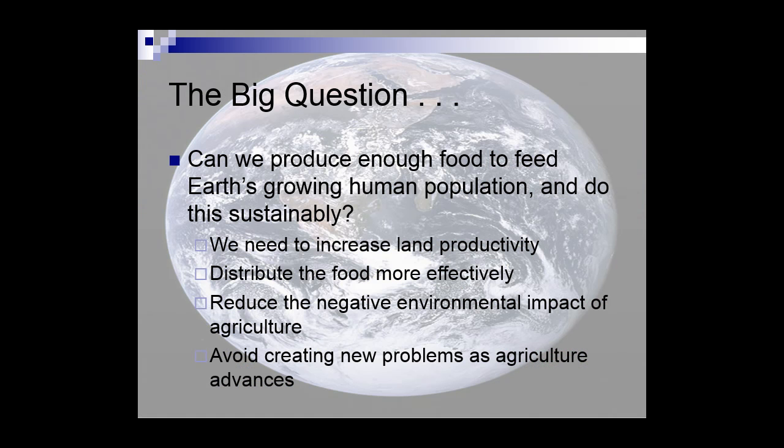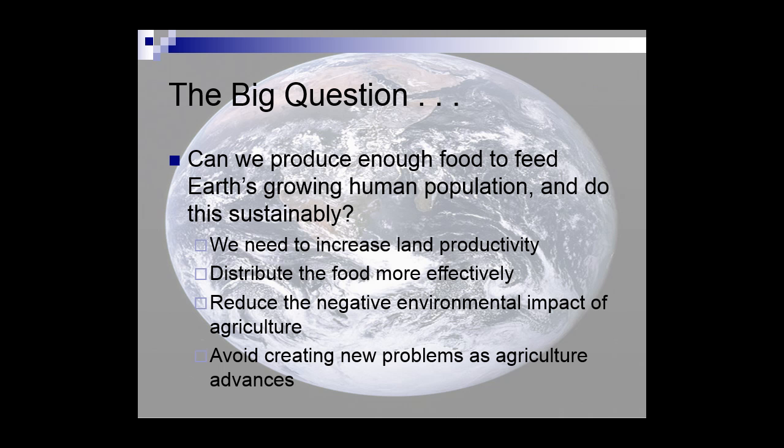So the really big question here is, can we produce enough food to feed the human population and do it without destroying the earth? So there are some big things that, in order to answer this question, you just have to do. We're going to have to increase the amount of food we can get from some piece of land, which is that first bullet, increasing land productivity. We need to distribute the food more effectively.